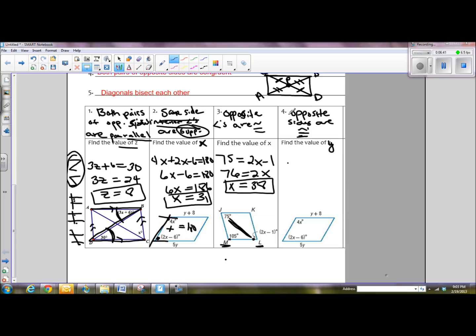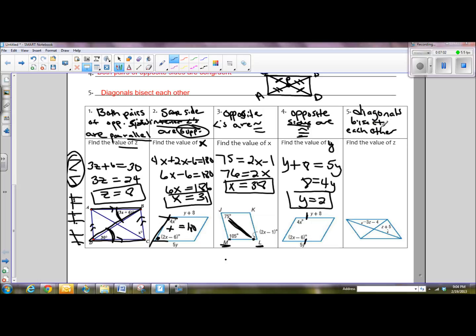Okay, the fourth property. In a parallelogram, the opposite sides are congruent. So this side here is congruent to this side here. So y plus 8 is equal to 5y. And when I solve for y, I get 2.